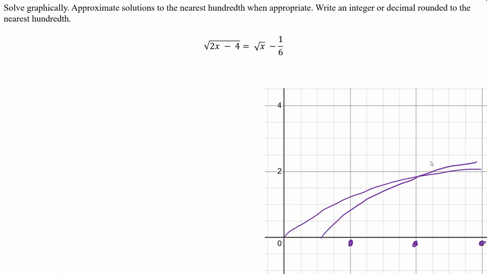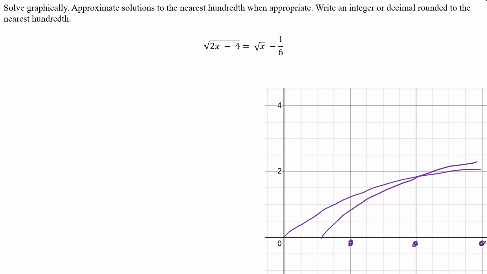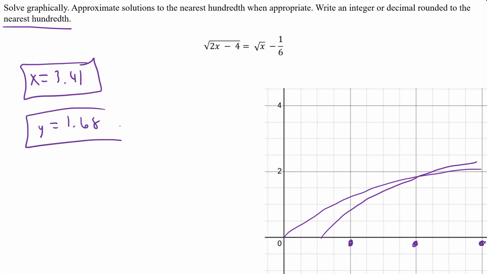Now, what we want is that intersection point, and the intersection point is very easy to get on here. We just do second trace, go to number 5, choose a curve, and just choose a guess. And so it's at x is 3.412 and y is 1.681 roughly. So what we need is only the x, which is all they're asking for, so it's 3.41 to the nearest hundredth. So x equals 3.41, and that's all they really asked for. Now, if they wanted a y, that was the 1.68, and that would be what they got there too.